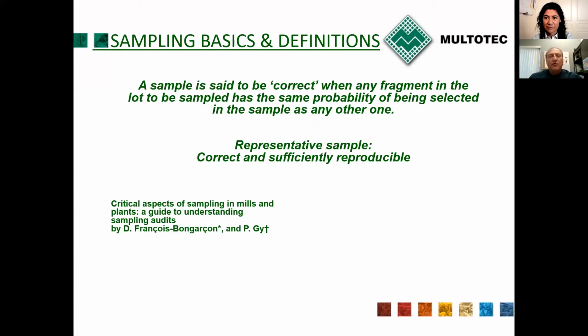Basic of sampling. For a sample to be correct, every fragment from a lot to be sampled must have the same probability of being selected in the sample at any moment of time. That means that a sample must be correct and sufficiently reproducible to be reliable, to show you and identify that your process is under control. And this has been identified by the worldwide specialists, Dominique François Bongarçon and Pierre Gy. So, according to the rule of sampling.